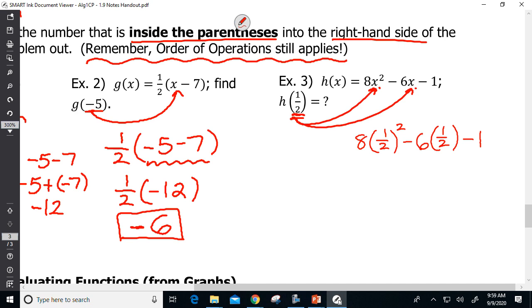So when you do order of operations, do you do exponents first or multiplication? Exponents. That means if you did 8 times 1/2, you're wrong. You can erase that, start that problem over. You do 1/2 squared first. One half squared is 1 squared over 2 squared, which is 1/4.